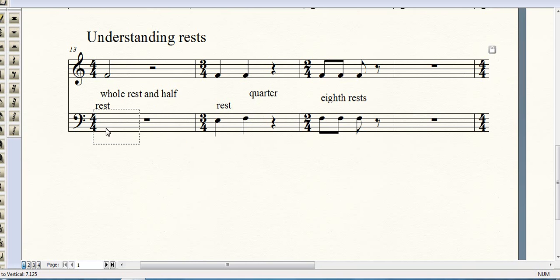Let's look at this measure here. Down here in the bass clef, you see this little symbol right here. It looks like an upside down hat. That means you rest the entire measure. You don't do anything that whole measure. So for 4 counts, you just don't play anything.